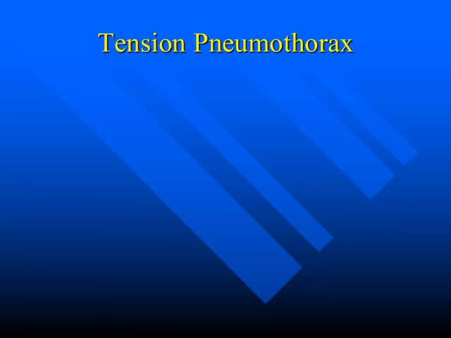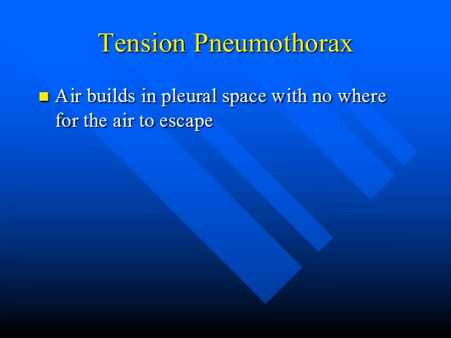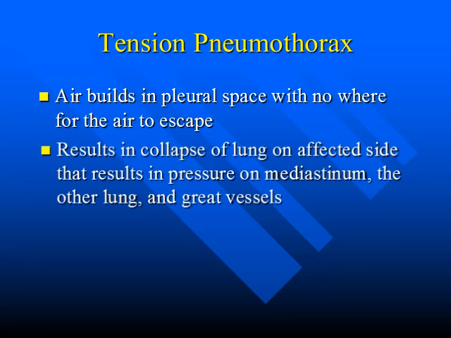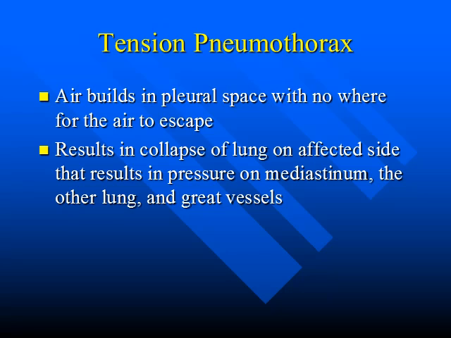Okay, so let's talk a little bit about tension pneumothorax. Tension pneumothorax is whenever air builds up in the pleural space and there's nowhere for the air to escape. So air is getting into the pleural space, but it can't get out. It usually results in the collapse of the lung on the affected side because of the pressure on the mediastinum, the other lung, and the great vessels. And as you can imagine, this would shift your heart over to the side.